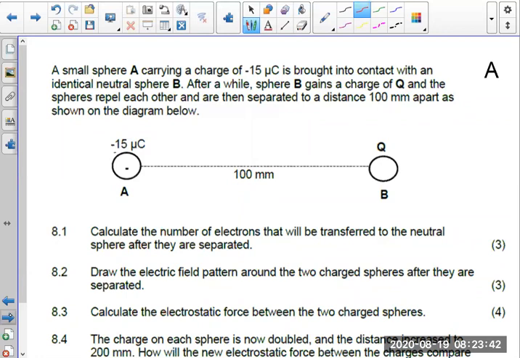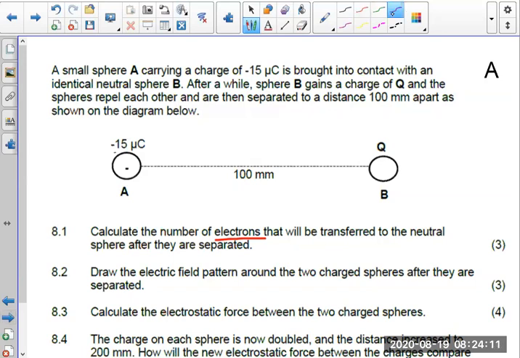Now they say, calculate the number of electrons that will be transferred to the neutral sphere after they are separated. So they want us to do the grade 10 work as I showed you at the beginning of this lesson. If they want us to work out the amount of electrons transferred, we have to follow steps 1, 2, and 3, as I showed you at the beginning. So let's quickly look at that.